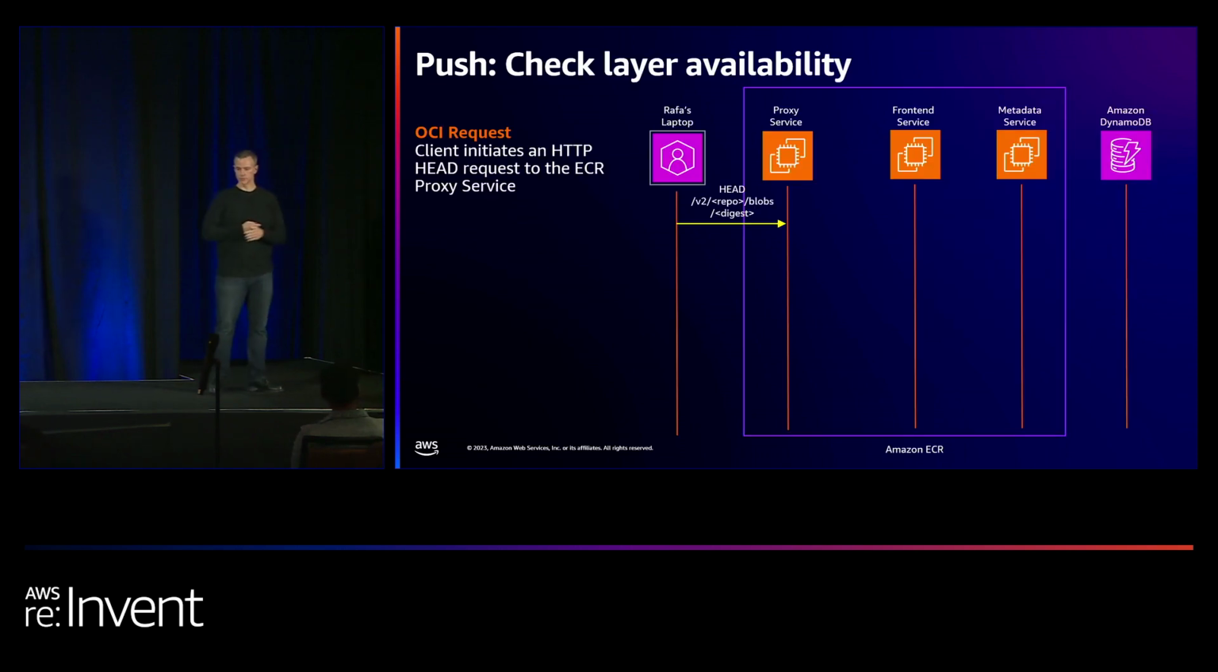So starting with the first one, we call this on our side check layer availability. So the Docker client wants to know if we have it. If we have it, it doesn't want to send it again because it'll just waste bandwidth and a lot of extra processing. So it does this call to us to say, hey, do you have it? And the way it does that is a HEAD request, an HTTP request from inside of Docker to our proxy service.